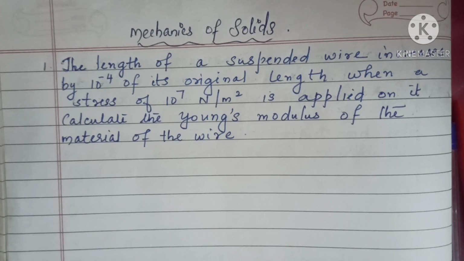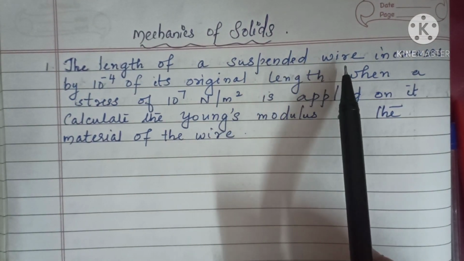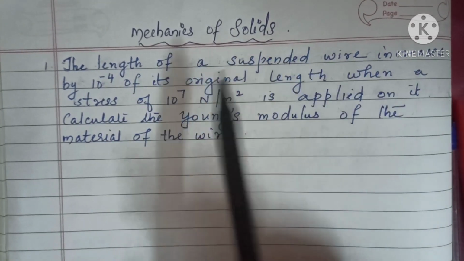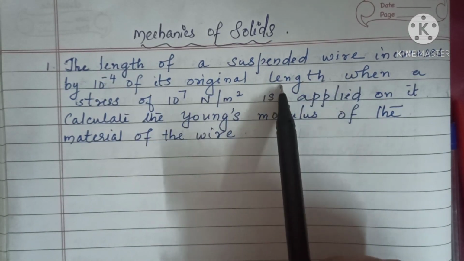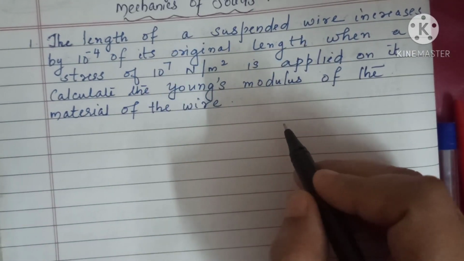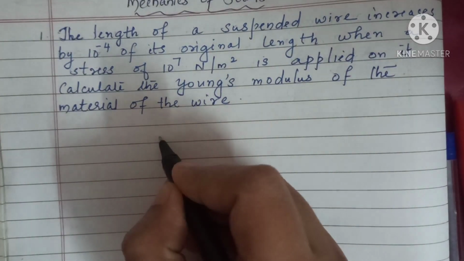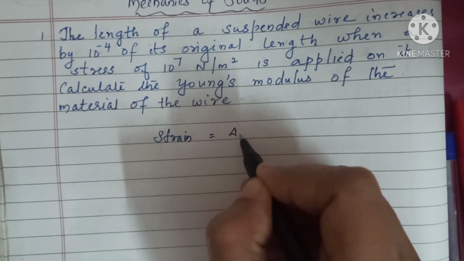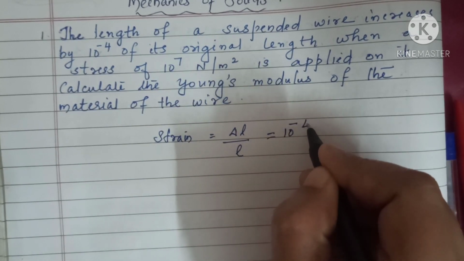So you know the equation for Young's modulus. Here a suspended wire is there and its length is increased. It increases by 10 power minus 4 of its original length. So actually it is the ratio given there. That is, the strain is given directly. So understand the question. Here the strain, the change in length to the original length, is given as 10 power minus 4.